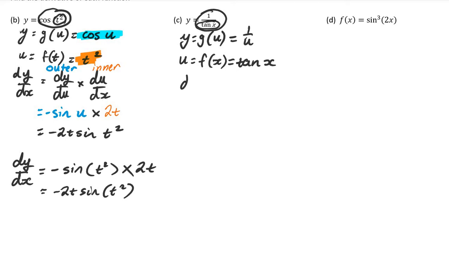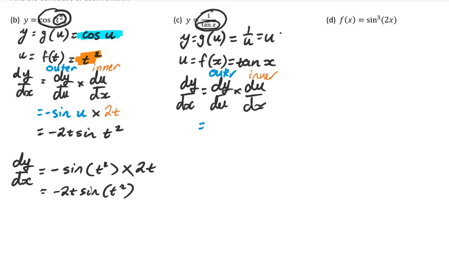So dy/dx equals dy/du times du/dx, outer derivative multiplied by the inner derivative. The derivative of the outer function, 1 over u, we would want to write that as u to the negative 1 before we differentiate. We multiply by the power and subtract 1 from the power, times the derivative of the inner function, which is 1 over cos squared x.